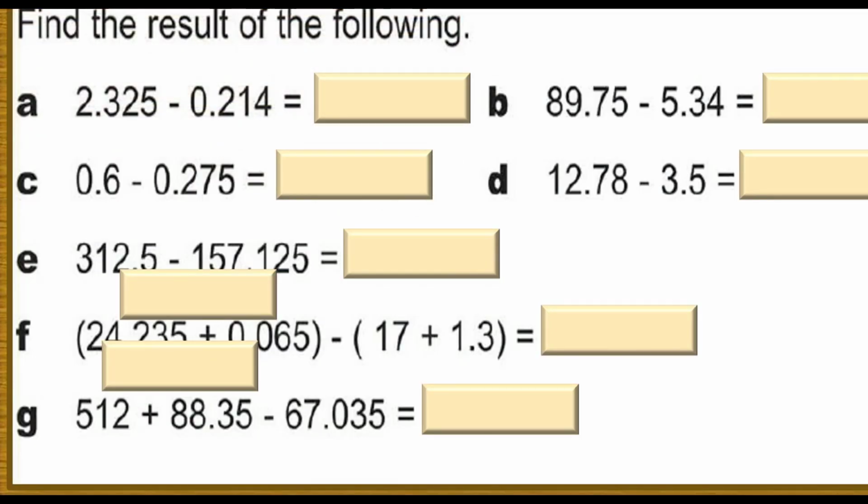Find the result of the following. 2 and 325 thousandths minus 214 thousandths. Minus or subtraction is the same as addition. We must have equal parts also. Here we have equal parts, 3 decimal numbers and another 3 decimal numbers. So subtract easily. 5 minus 4 equals 1.